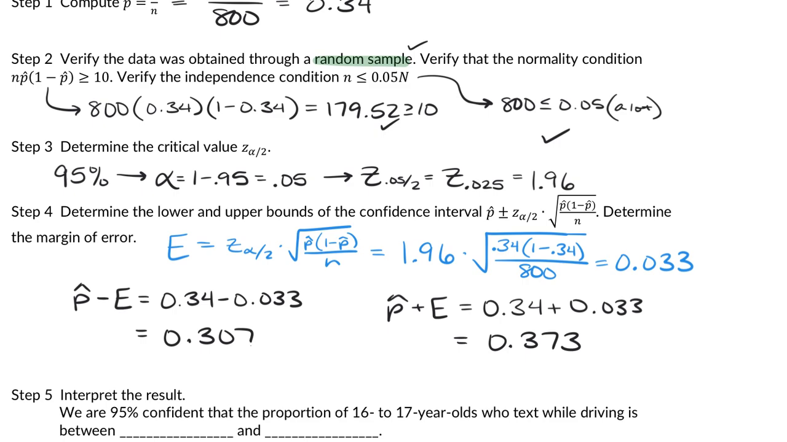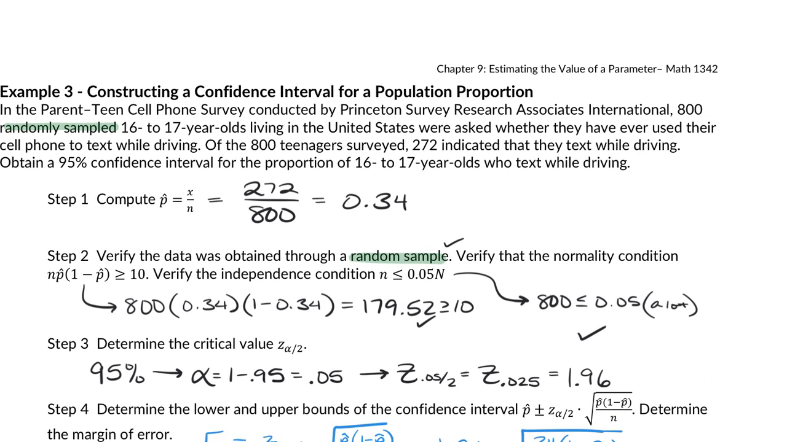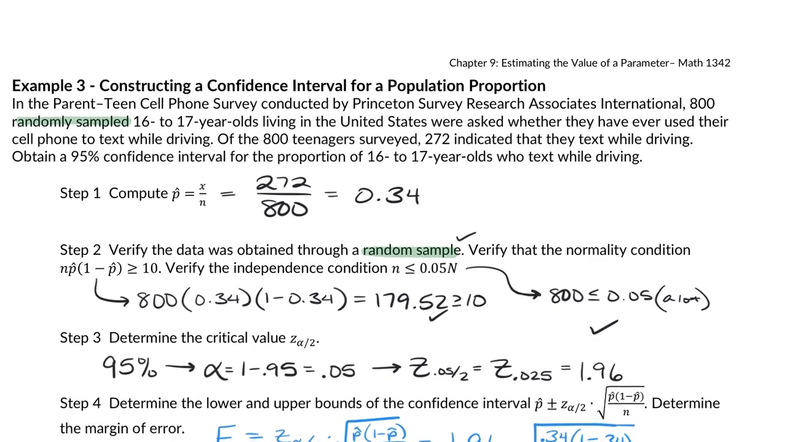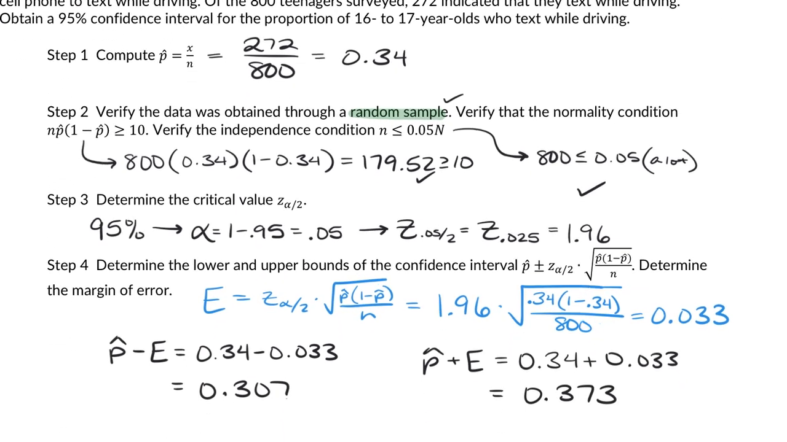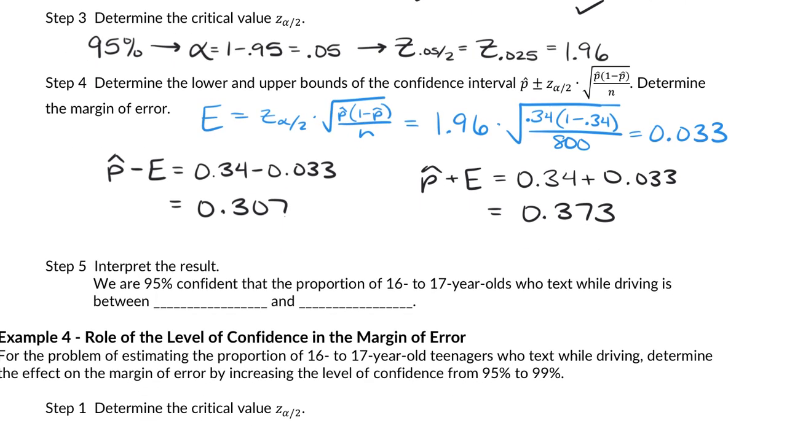So our interpretation, what we learned here is that due to this survey, where we got 272 of you guys to admit that you actually text while driving, even though I'm afraid that that number is higher, we're 95% confident that the proportion of 16 to 17-year-olds who text while driving is actually between this value and this value.